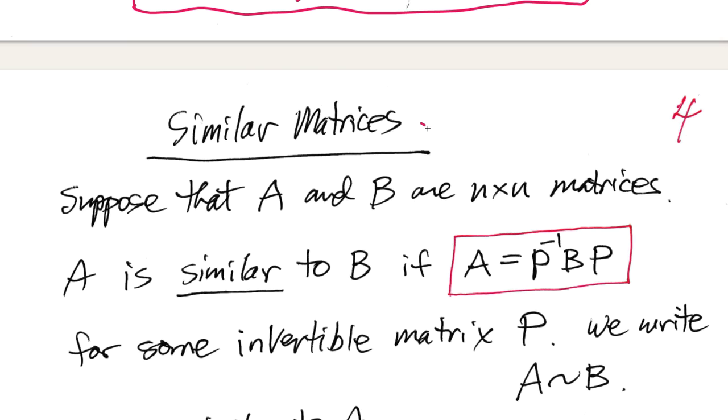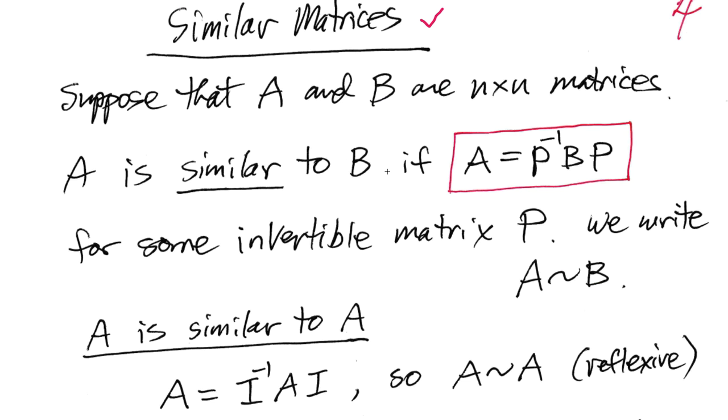Similar matrices. Let's go to a definition here. Now, here's the definition. Suppose that A and B are n by n matrices, okay? So they're square matrices of the same dimension. Just keep that in mind.